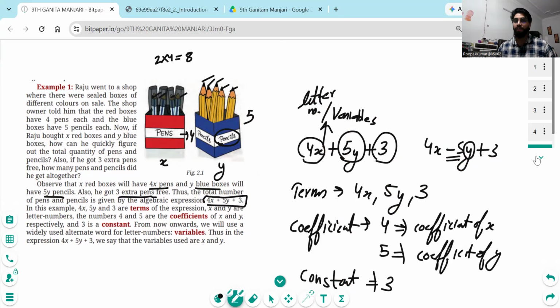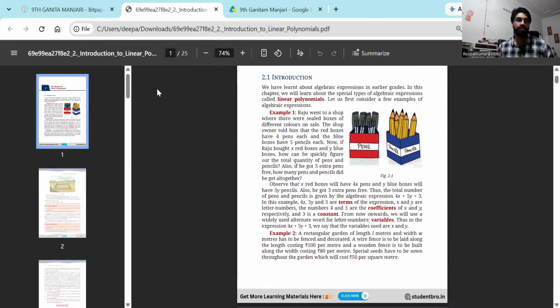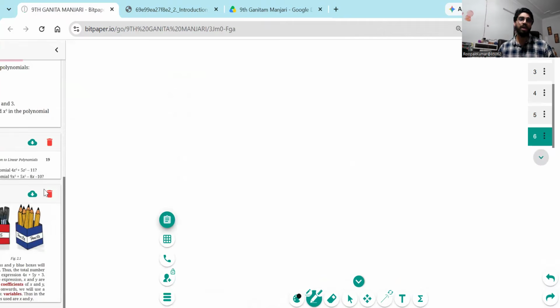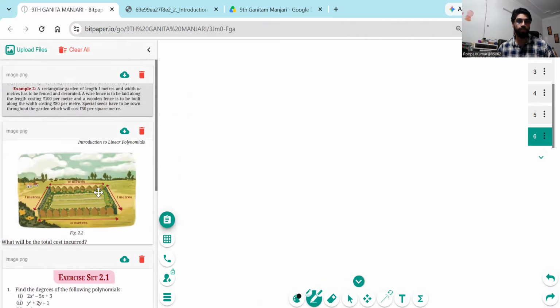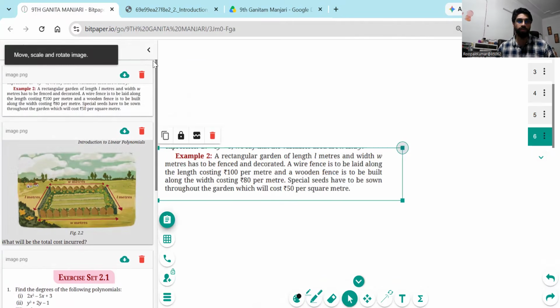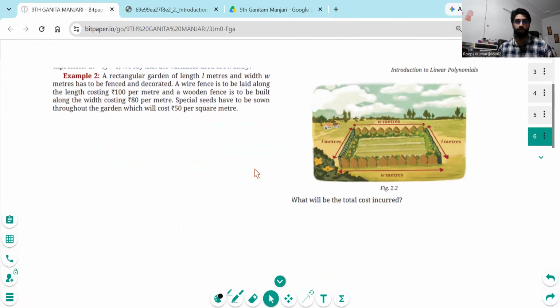Now let's move ahead with the next topic. Okay, we have done the first example. Now we are doing the second example. We will try to do all the examples. This is a very good way to do this chapter. We don't have to leave anything out. So this is the second example that we are going to discuss over here. Let's see. Okay, very beautiful.